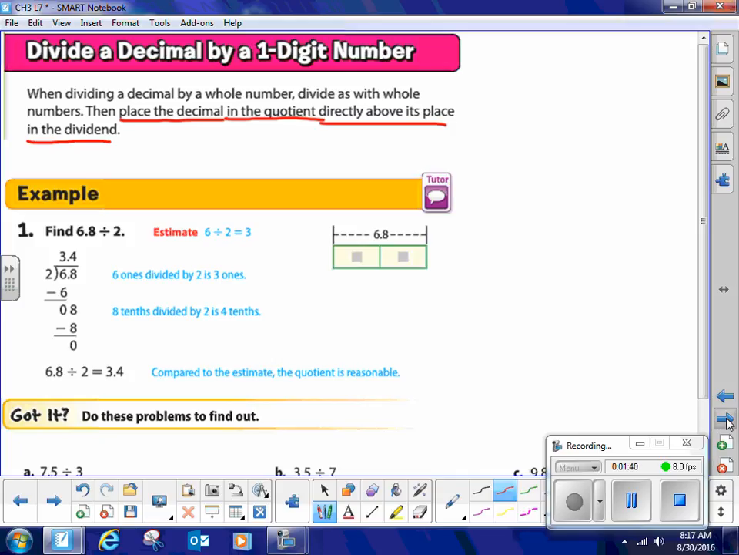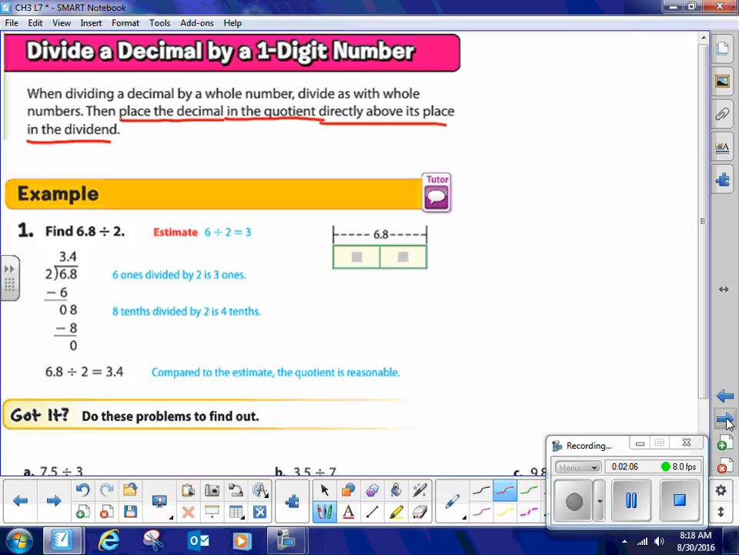All right, so the first example that they got here, and the only example that they got here, is they've taken, find 6.8 divided by 2. They do an estimate here by just rounding 6.8 to 6 because 6 is compatible with 2, and you know that 6 divided by 2 equals 3. And they're asking that you have 6.8 and 6.8 twice, right? That's what they're asking for here.